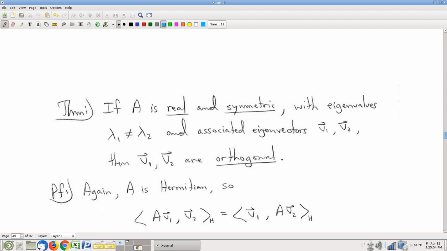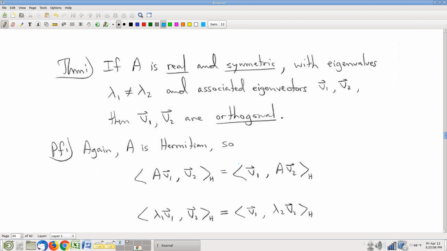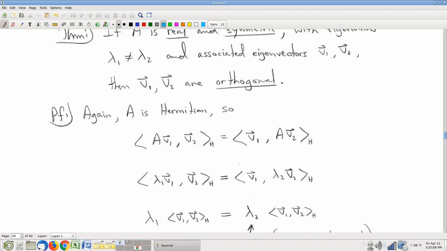Okay, how do you prove this? Well, again, it's just a matter of playing clever games with these Hermitian dot products. So again, A is Hermitian. So it whips over to the other side in the Hermitian dot product in this expression.